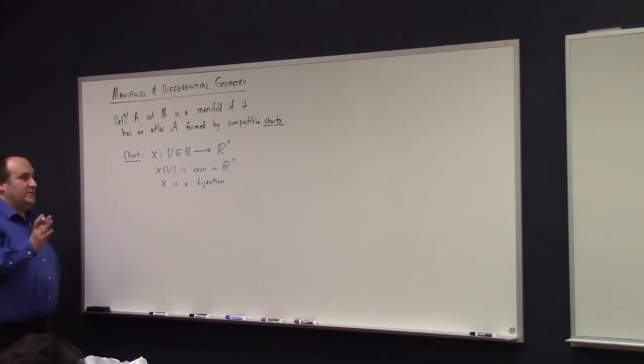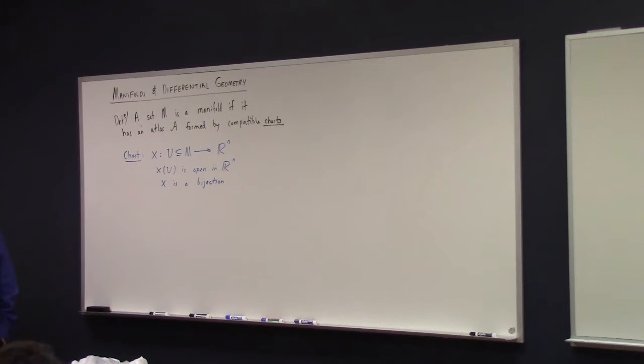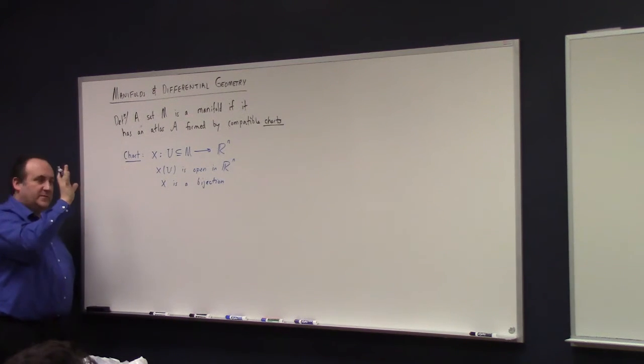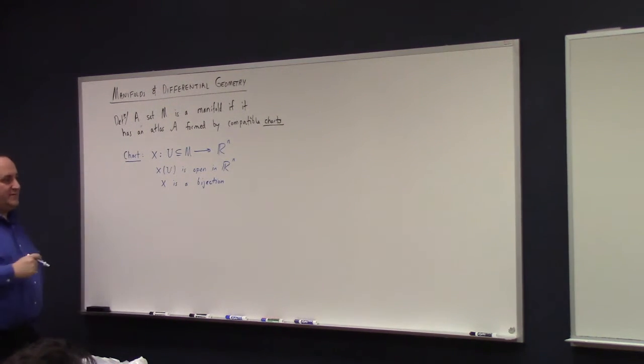So to start with, a chart is simply a... Oh, are you going to define atlas too? Yeah, I'm getting there. So a chart is just a bijection from the manifold, and the manifold doesn't have to be Rn. It could be a set of matrices. It could be a set of equivalence classes of lines. There's all kinds of things it could be. All right.